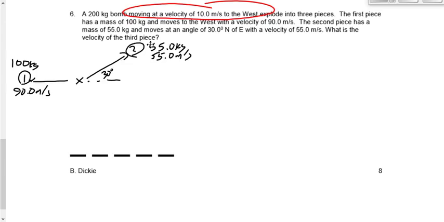The third piece, I don't know, I think it's going to go down here somewhere. I know it's going down, left to right, probably right. Not really sure.